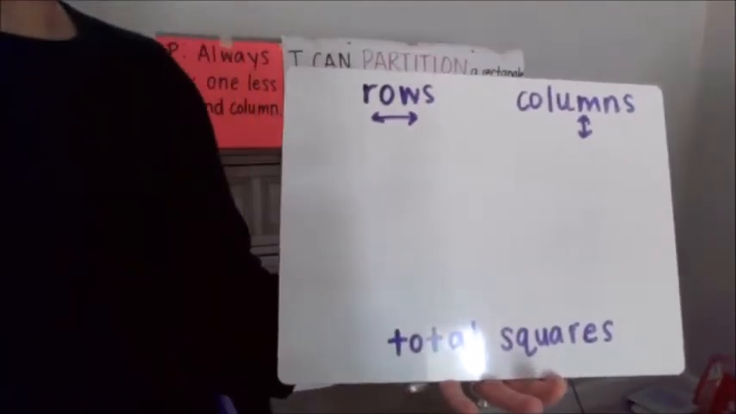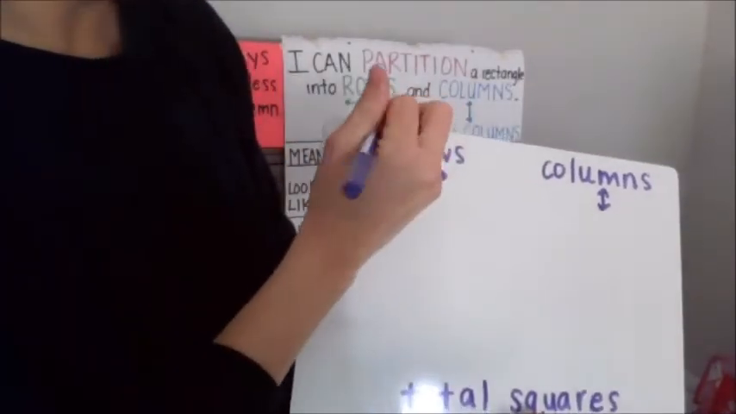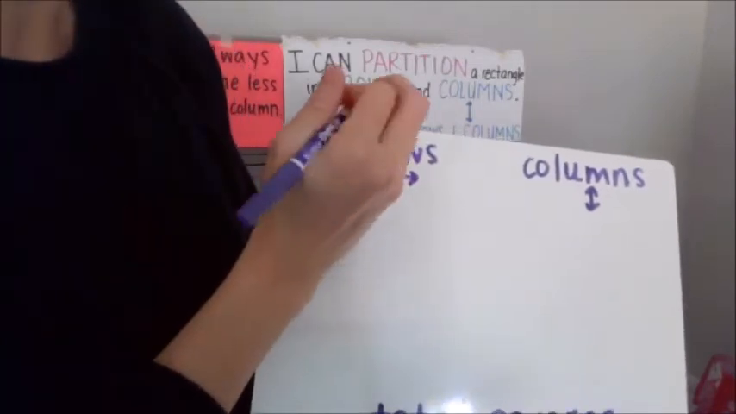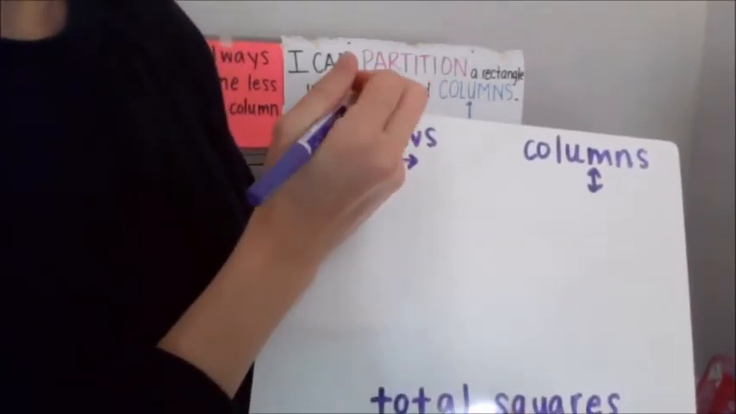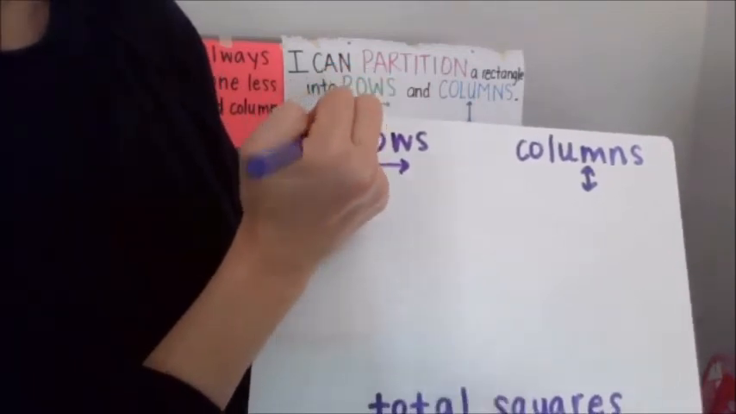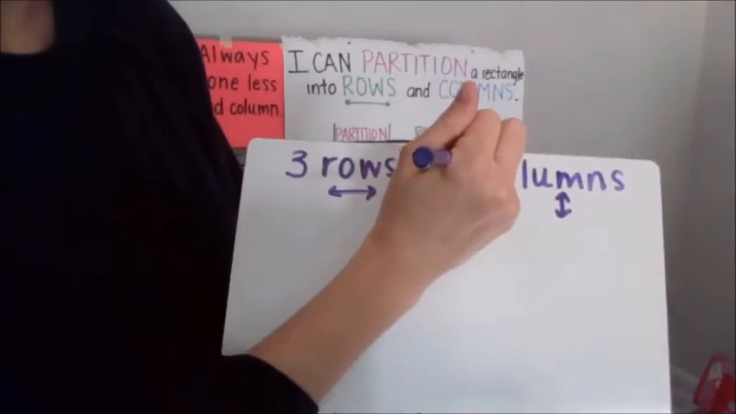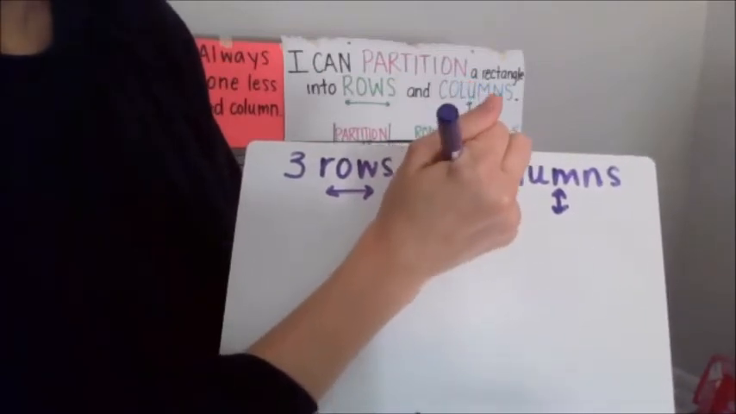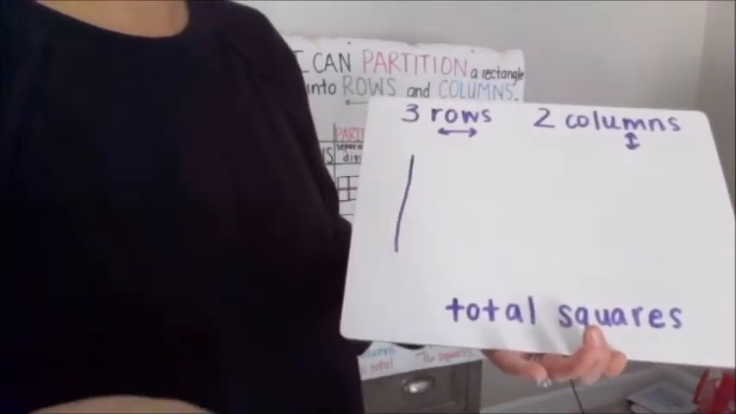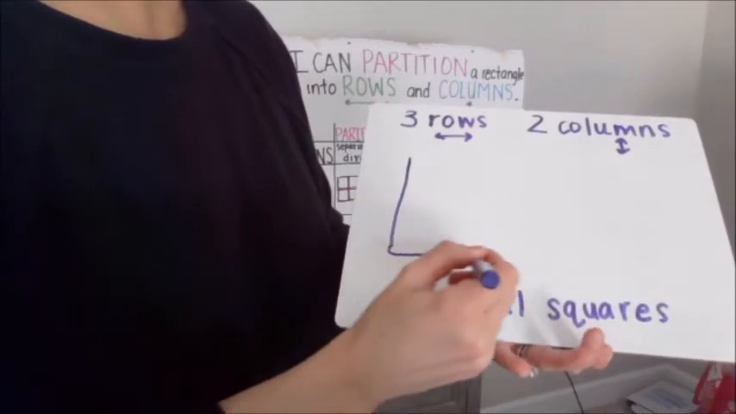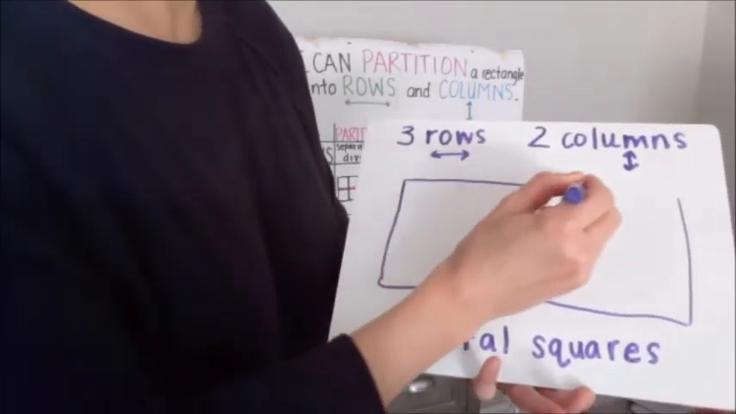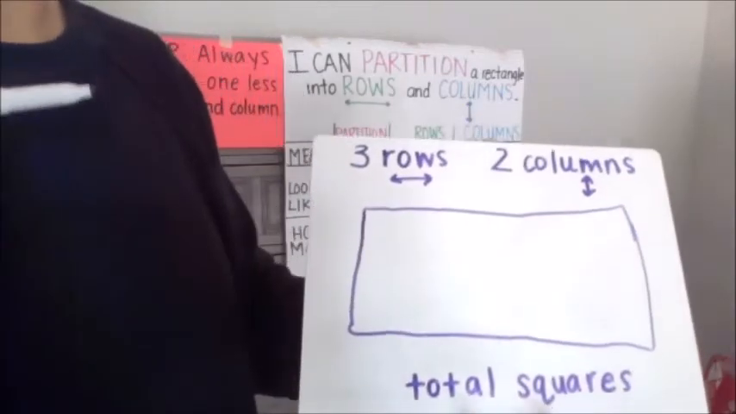All right, so I am going to go ahead and split or partition, which is the same thing as split or cut or divide, my rectangle into, let's do 3 rows and 2 columns. So go ahead and draw your rectangle with me. I'll do my best to make it nice and neat. It's hard to draw standing up. Here we go.